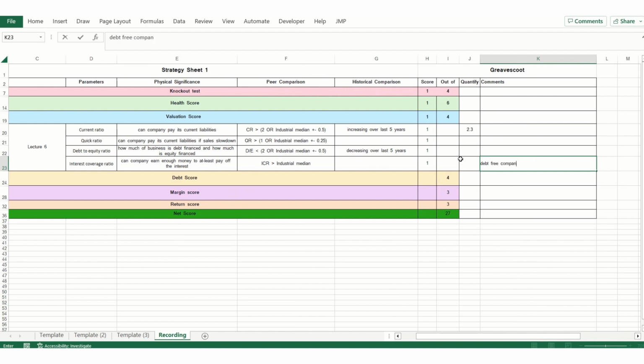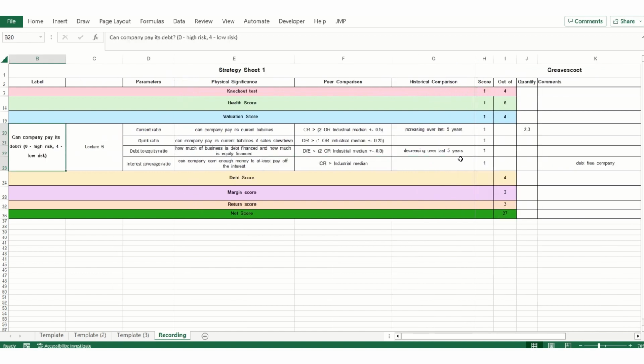And this is actually a very big thing. If a company is debt free, that company is assumed to be pretty good, in that they don't have to pay the interest or the debt, so they can manage their funds pretty well. So you can see the debt score here is 4. So for Greaves Cotton, although the health score and valuation score were not pretty good, this point is pretty good, that they can pay off their debt pretty easily.